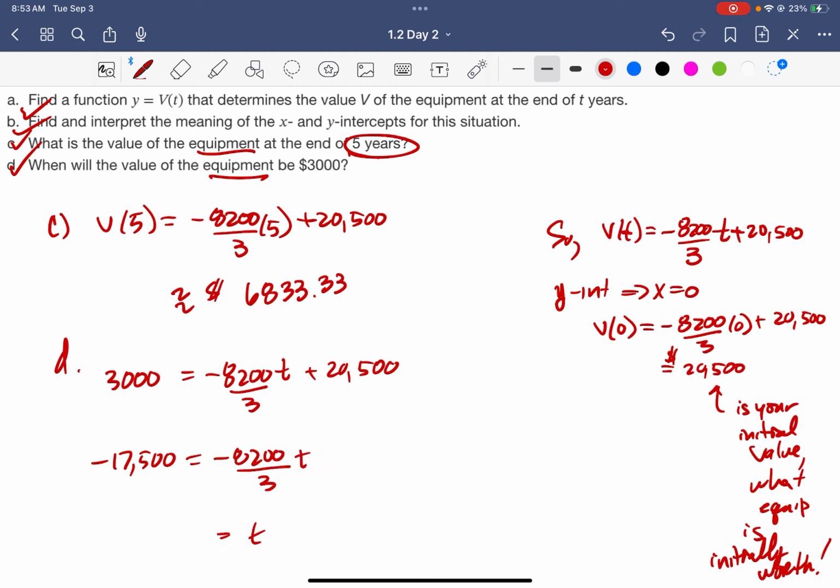And then solving for t, I take that and multiply it by 3. That gives me 52,500 is equal to negative 8,200t. So if I take that and divide by 8,200, I'm going to get the time is approximately 6.4.